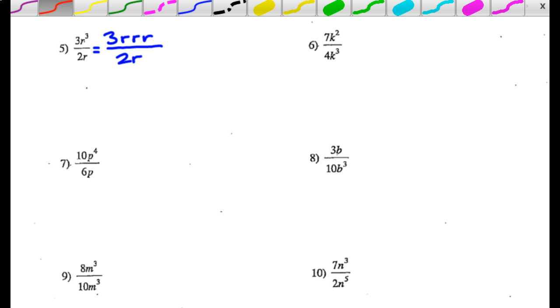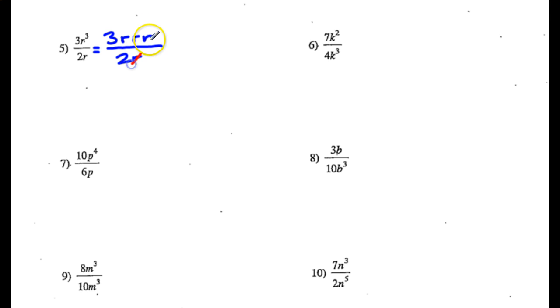Okay? Alright, let's do our property first. I can cancel out an r and an r. That means I have r squared on the top, right? And then this 3 over 2. Now, I'm not subtracting these. These are not exponents. We're only subtracting exponents with the same base.